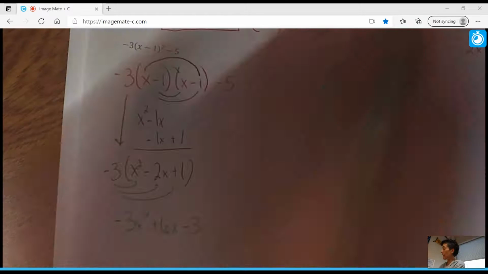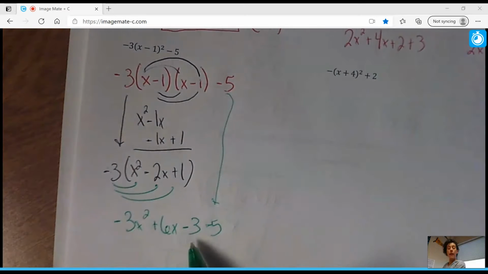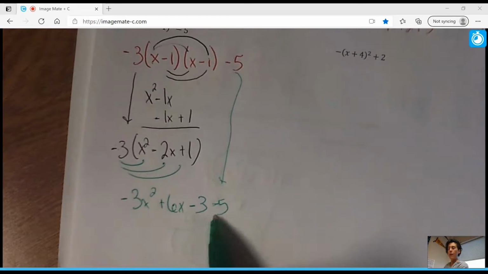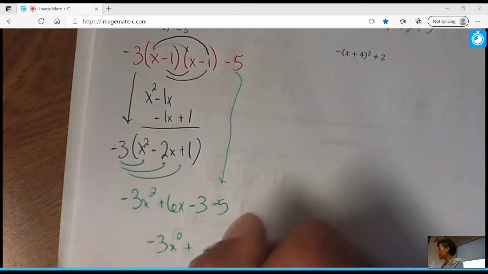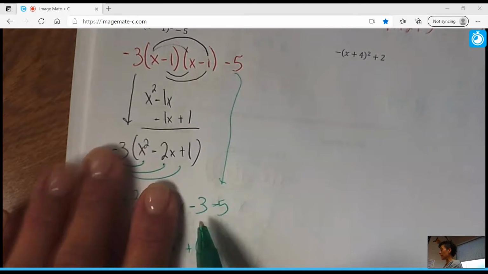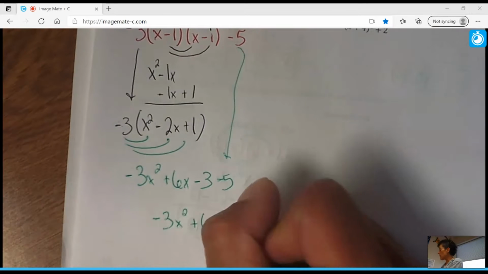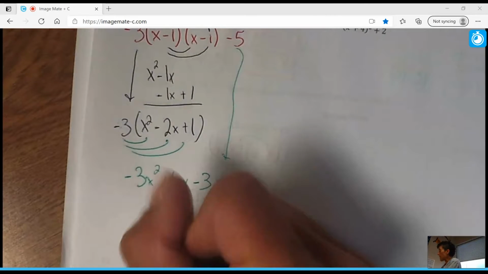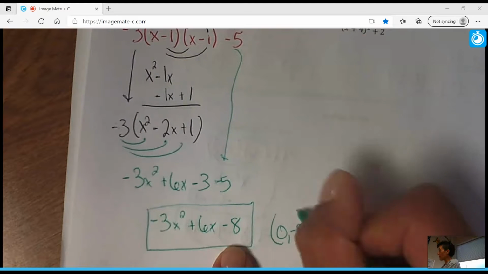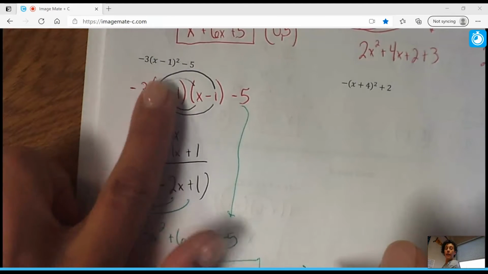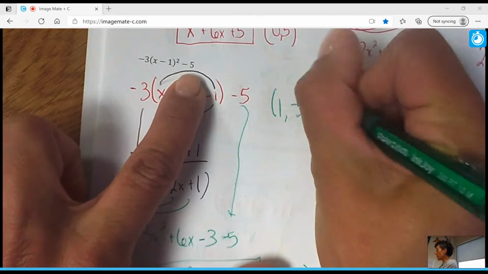And then I'll uncover that last sticky note, bring this 5 down, and finish my adding and subtracting, hence the order of operations. So I'll just combine those. And if you struggle with adding and subtracting with positive and negative numbers, then get a calculator, and it's -3, take away 5, which is -8. So now in standard form, I got the y-intercept of 0, -8. And up here, I got the vertex of 1 and -5.